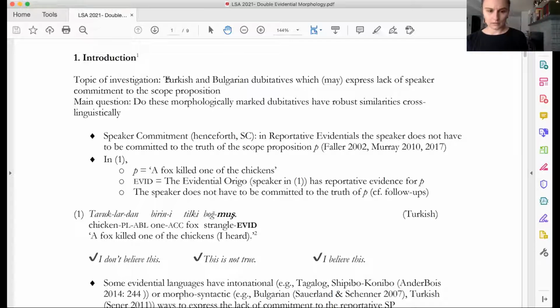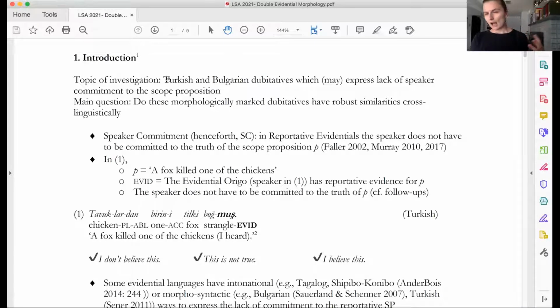The Bulgarian data mostly comes from published sources, and the Turkish data comes from elicitations from 6 native speakers. And a caveat here: out of the 6, only 4 accept these double evidential forms. 2 of them, for some reason, either don't have it in their grammar, or it could be some sort of prescriptive judgment. I leave this for further research to establish what's really going on with these 2 speakers, or that potential variety.